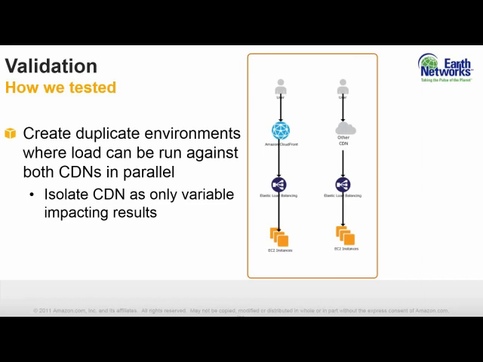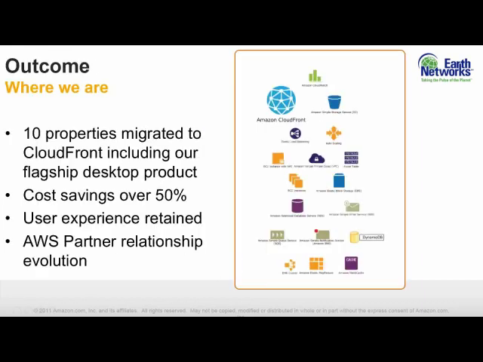So as of today, we moved 10 properties under Amazon CloudFront, including our flagship desktop product, as well as our WAP product, and several static file domains, as well as some dynamic data feeds. With millions of active users, we're still able to retain the overall user experience when it comes to both perceived and measured performance. Our cost savings are over 50%, and this also takes into account the anticipated traffic of the remaining properties that we haven't yet migrated.